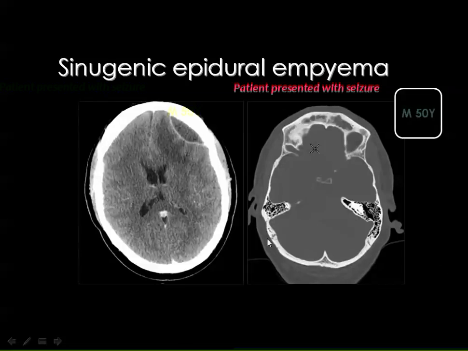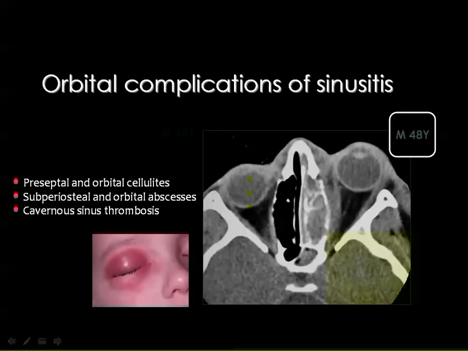This is an example of what is known as sinogenic epidural empyema due to frontal sinusitis, and you got the pus, which is bordered by the thickened enhanced dura. Then orbital complications are usually the sequelae of ethmoid sinusitis, and this will result in spread of the infection through the lamina papyracea into the orbit. This may result in orbital cellulitis or subperiosteal abscess or even cavernous sinus thrombosis.